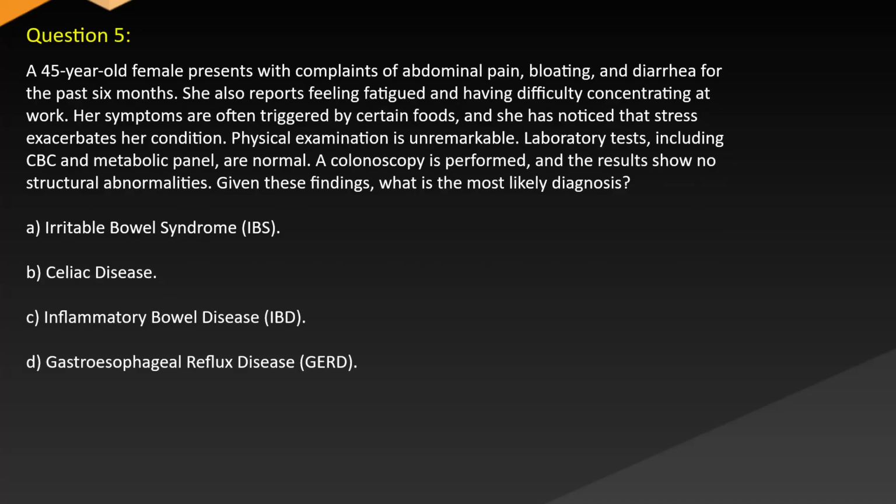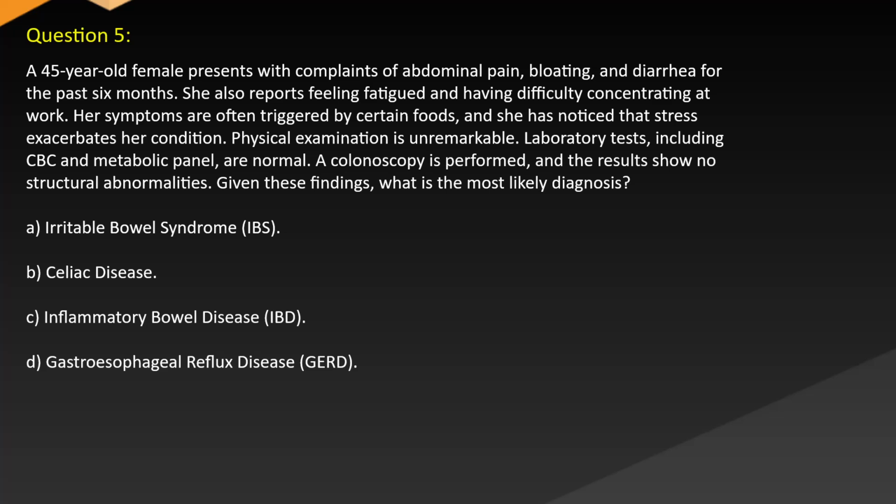Question 5. A 45-year-old female presents with complaints of abdominal pain, bloating, and diarrhea for the past 6 months. She also reports feeling fatigued and having difficulty concentrating at work. Her symptoms are often triggered by certain foods, and she has noticed that stress exacerbates her condition. Physical examination is unremarkable. Laboratory tests, including CBC and metabolic panel, are normal. A colonoscopy was performed, and the results show no structural abnormalities. Given these findings, what is the most likely diagnosis?